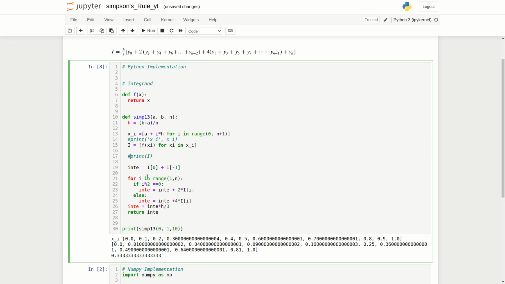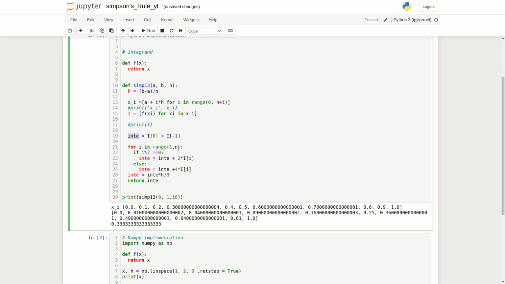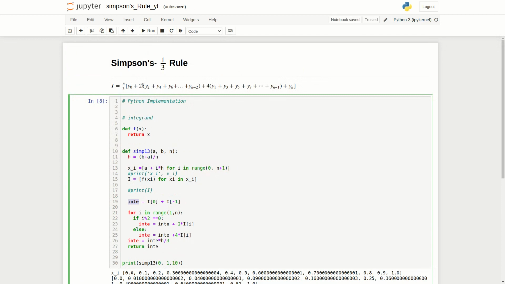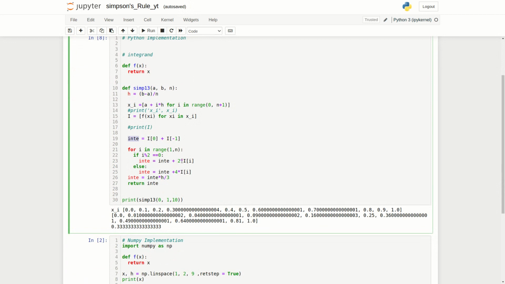Now I calculate the first two terms and initialize this variable int, the value of the integration, with the first and last values, I0 and I minus 1, that means y0 and yn, summing these two values and putting them into int. Now I run a for loop from 1 to n with a gap of 1. If i mod 2 equals 0, that means it is an even number, and the even-number term will be twice, so I add to int twice I of i, accessed from this list.